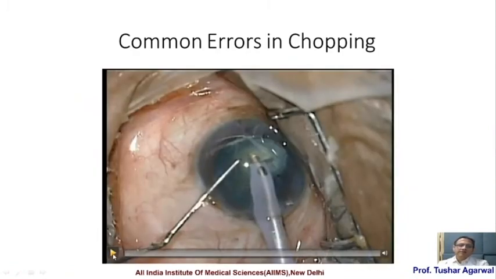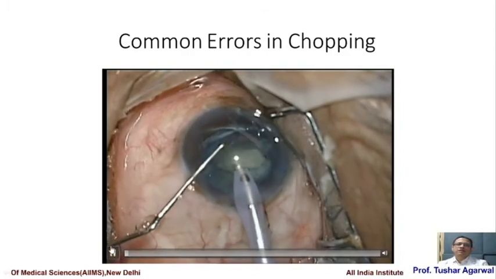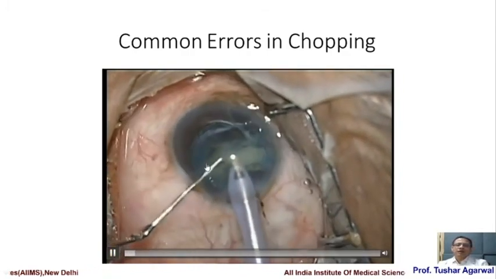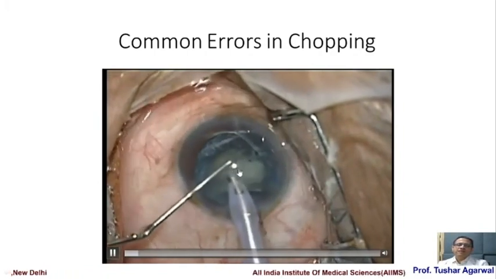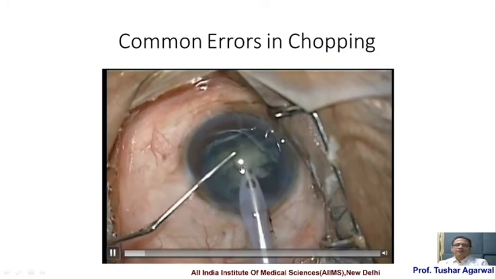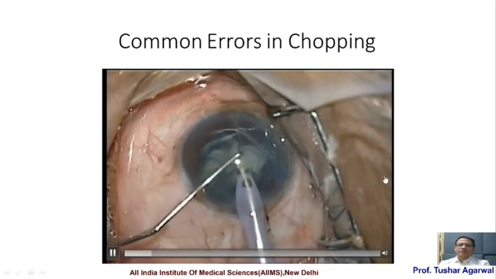Lastly, this is a very common thing which I see. The role of the chopper is to crack the nucleus. It's not to feed the nucleus particles into the phaco needle. If you do this, there are multiple things which can go wrong. You can damage the endothelium. You can also damage the steel, the tip of the phaco needle, which causes a lot of chipping of the metal from the phaco needle, and this metal can get deposited all over the eye.